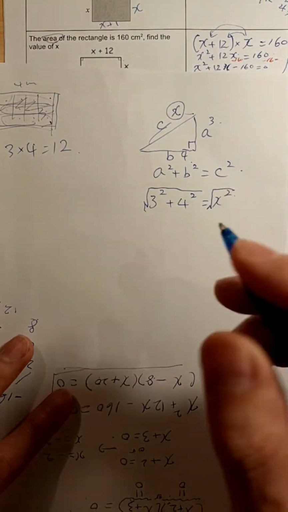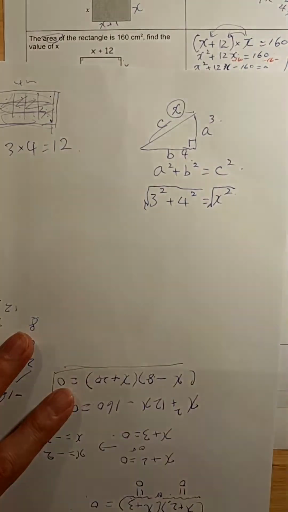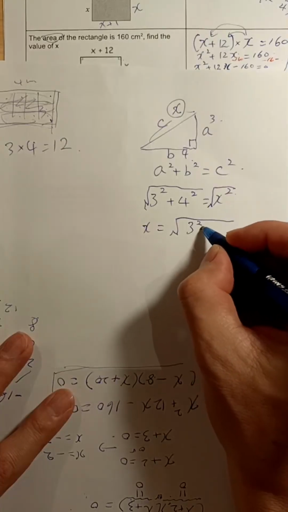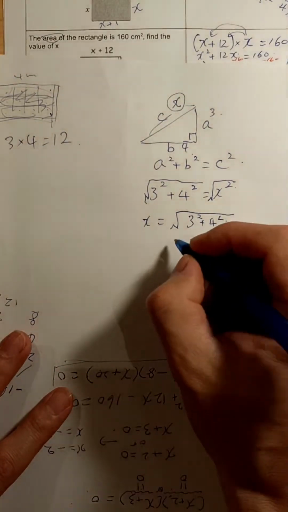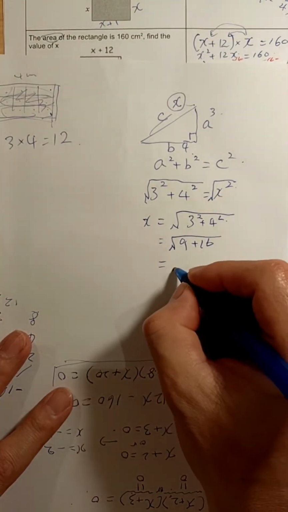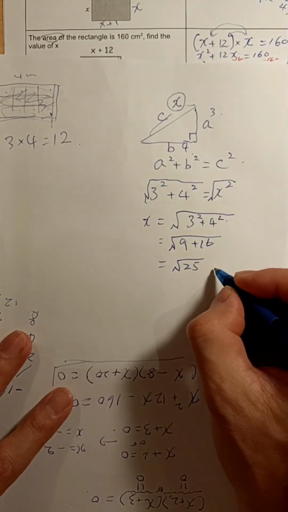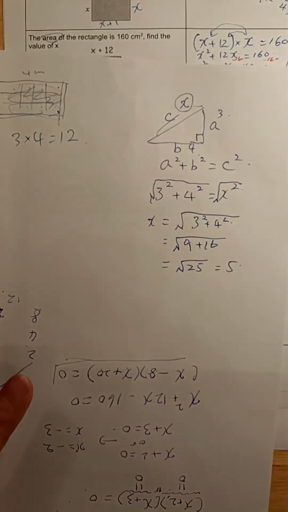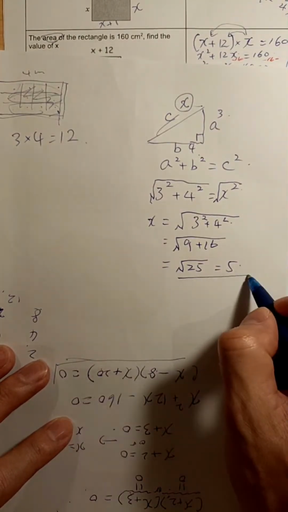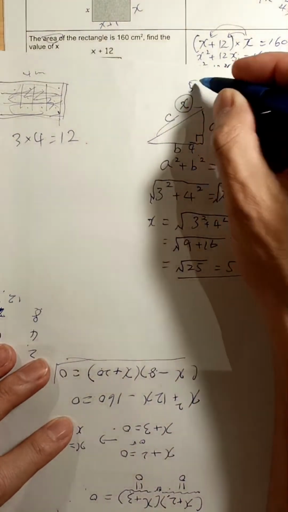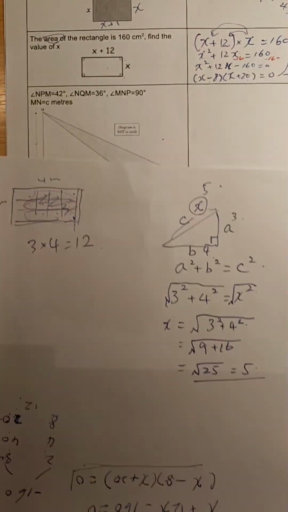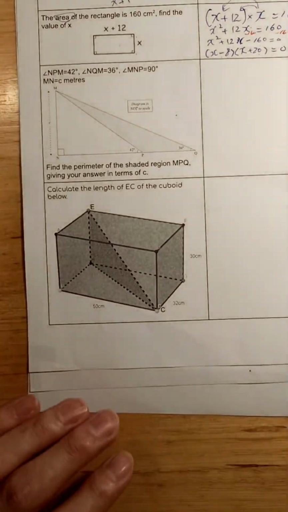So you can get rid of square root and square at the same time, which means x equals square root 3 squared plus 4 squared. Okay, which is square root 9 plus 16, which is square root 25. Then if you type it in the calculator, that's fine, because in the exam you can use a calculator. So 25 equals 5. So this is 5. So Pythagoras is like that. If you can use Pythagoras, you can actually solve this question.